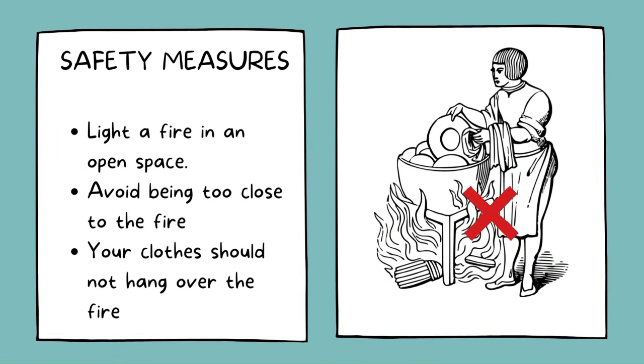Next, let's look at the safety measures to observe when using firewood. What are safety measures? These are things you do to protect yourself or to prevent yourself from getting hurt by the fire. First, light a fire in an open space. Second, avoid being too close to the fire. And third, your clothes should not hang over the fire.